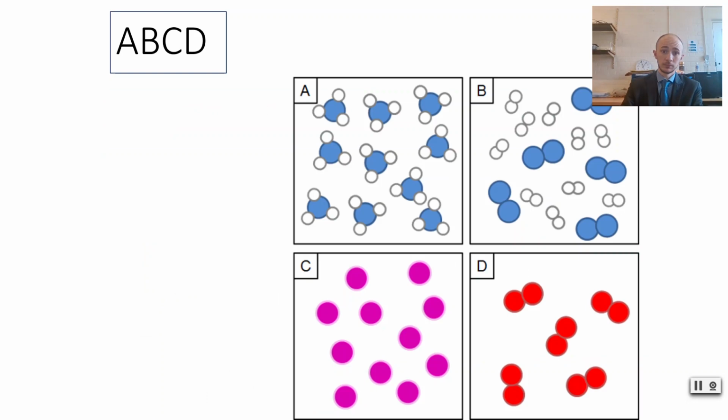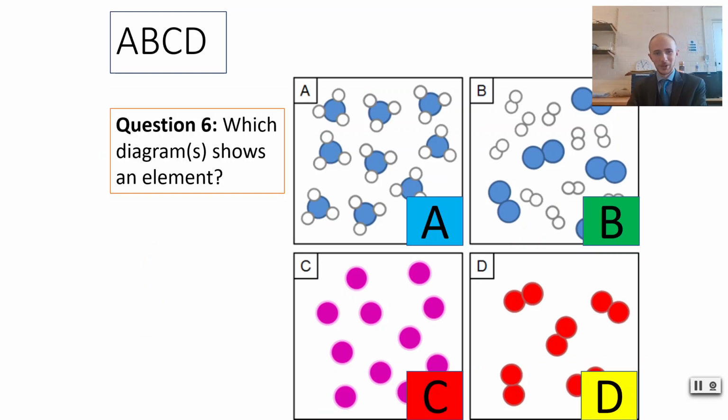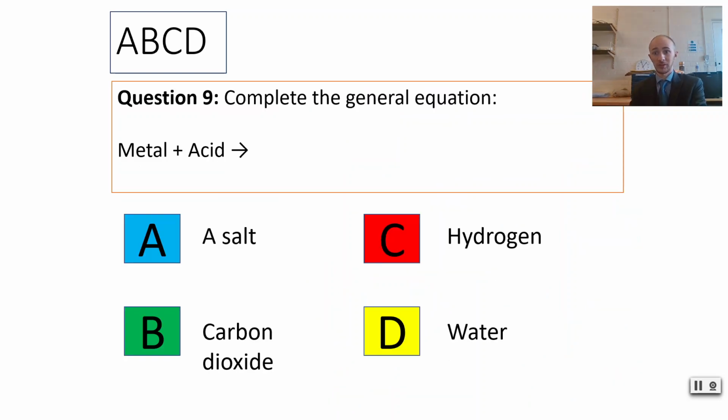Question 5. Oh, doesn't exist. It was too difficult. Question 6. Which diagram shows an element? It could be more than one. Question 7. Doesn't exist again, neither does 8.